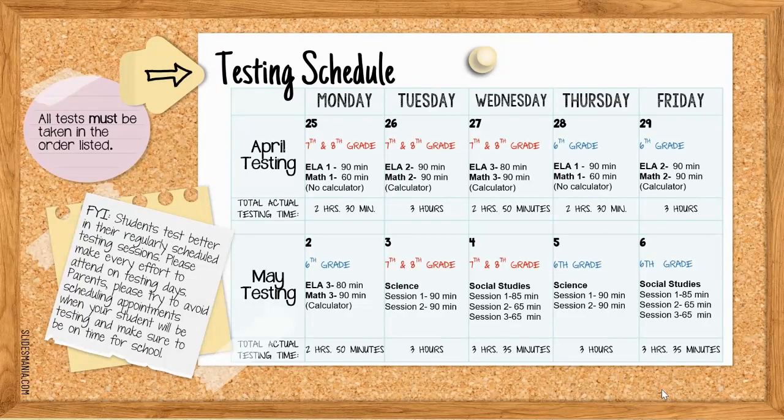This schedule is important because all sessions have to be taken in this order. If a student misses Session 1, they cannot begin testing Session 2 until they complete the first session, which may mean they have to take multiple sessions in one day. Also, students test better in their regularly scheduled testing sessions. Therefore, it's important to make sure that students are attending each day during testing, so make sure not to schedule any appointments during this time and make every effort to be at school on time.